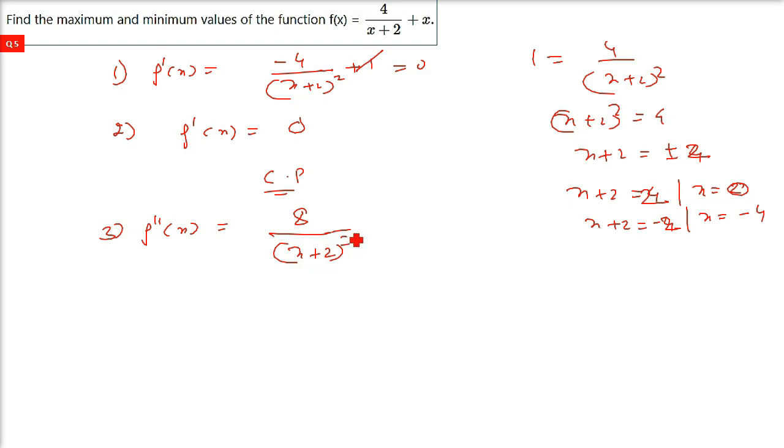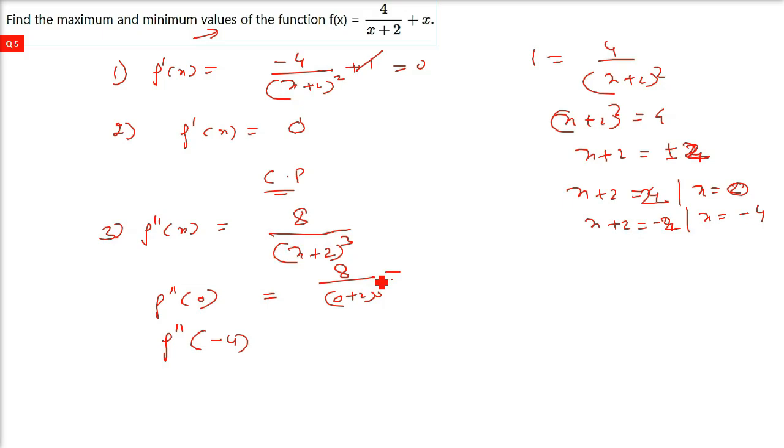So 8 by (x+2)^3 is the direct double differentiation which I have written. Since there is no interval being given here, there is no domain or range, so we will check at 0 and negative 4. We can take both the values. So we have to check f double dash 0, and f double dash negative 4. We will place 0 and negative 4 in this 8 by (x+2)^3. One time just place 0, the other time just place negative 4.